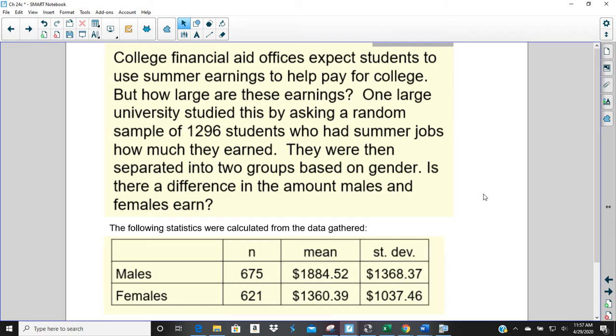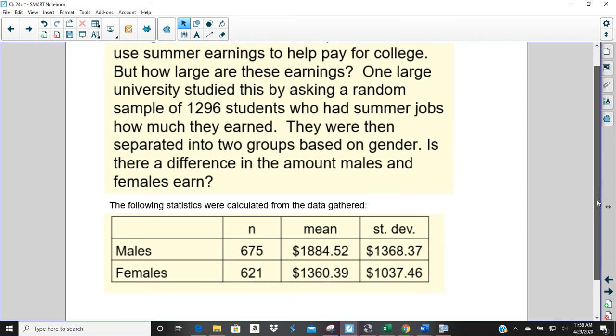And of course, from our standpoint, we're talking about a statistical difference. When I see "is there a difference," I'm thinking, is there evidence of a difference? And that's going to make me think we're going to do a test. The following stats are calculated from the gathered data. So there's the males and females, what their mean salaries were for the summer, and what their standard deviation was in dollars.